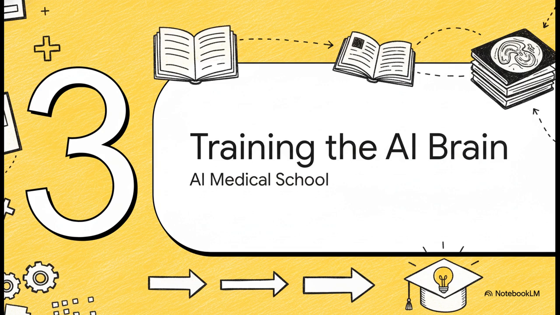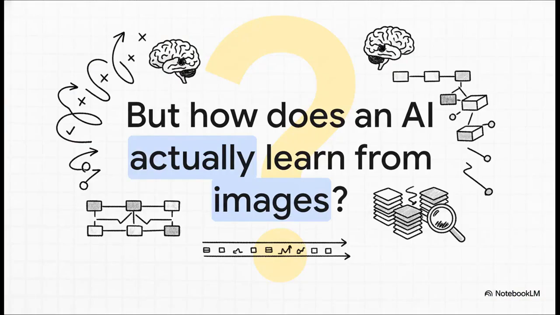This is the training phase, where it's going to learn from thousands and thousands of examples. But yeah, that kind of begs the question, right? How does an AI actually learn from just looking at pictures? It's not some kind of magic. It's really a very methodical process of trial and error, repeated over and over and over again.